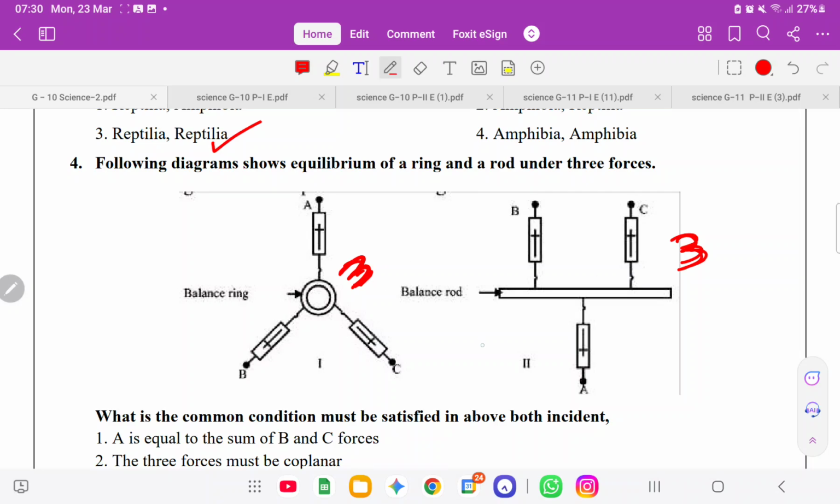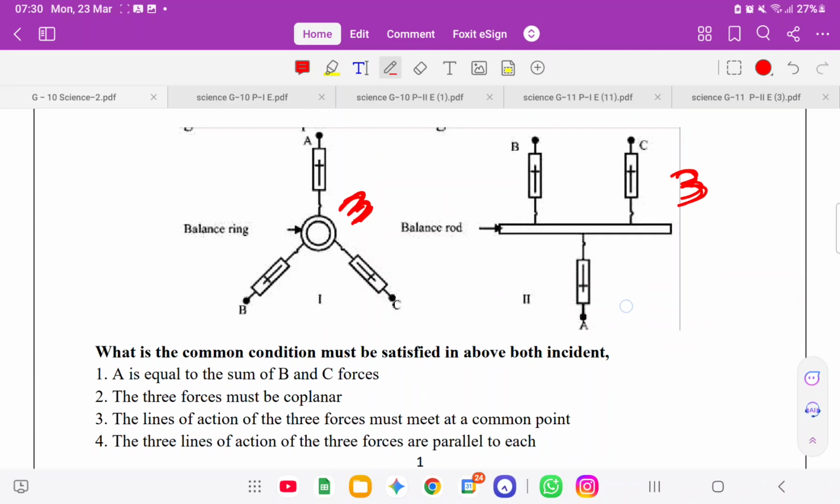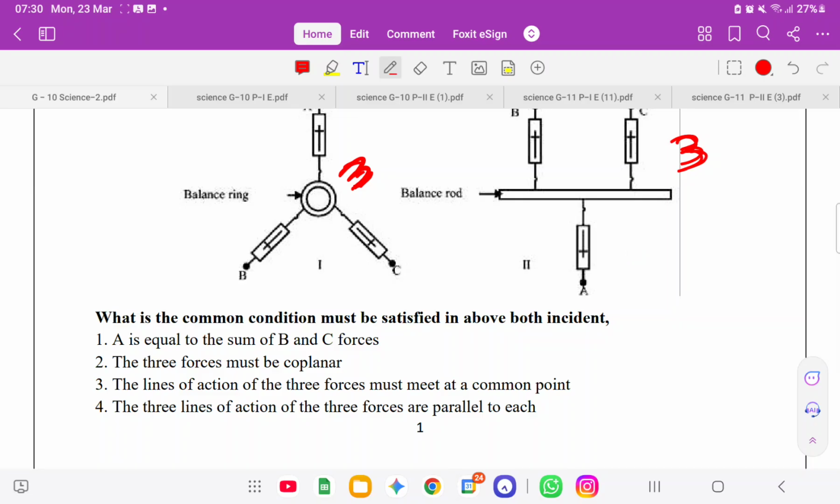What is the one for a parallel three-force system? What is the common condition that must be satisfied in both? Not the third one. First one: A is equal to the sum of B and C. No, not the sum. In the second one we can get the sum of B and C, but in the first one, not. If you calculate like this it is wrong. You can't say A equals B plus C for the first one. The second one is okay, this is correct, but this one no.